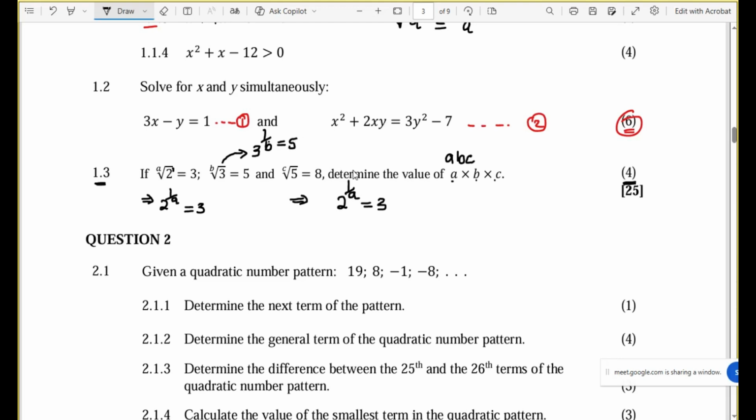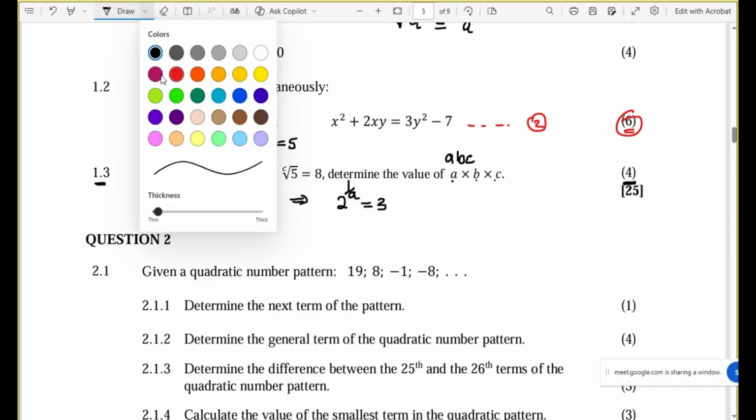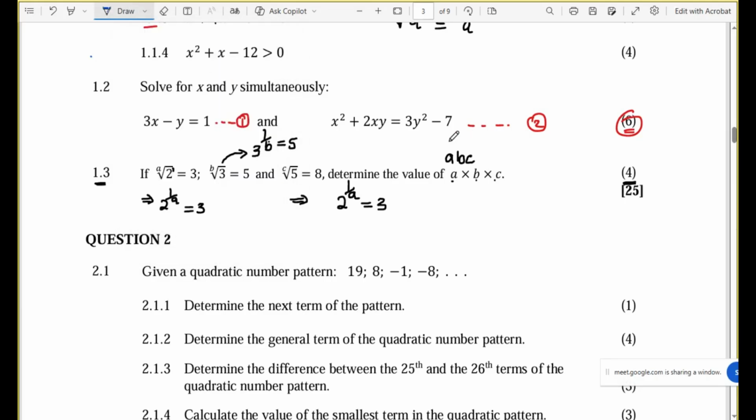So I'm just going to rewrite this down. I know that 3 to the power 1 over B equals 5. But we know what 3 is: 3 is 2 to the power 1 over A. So I just have to substitute that and say this is 2 to the power 1 over A, then this will be to the power 1 over B, and this is equal to 5.